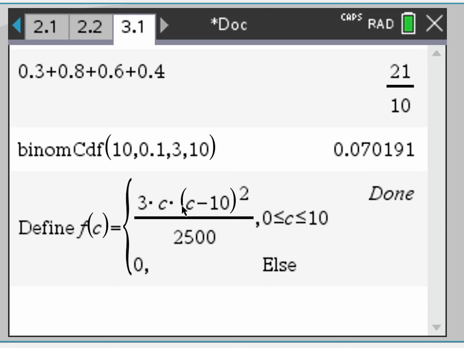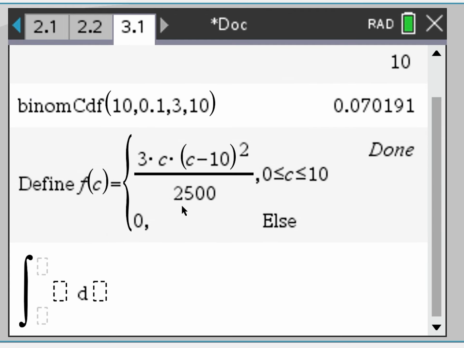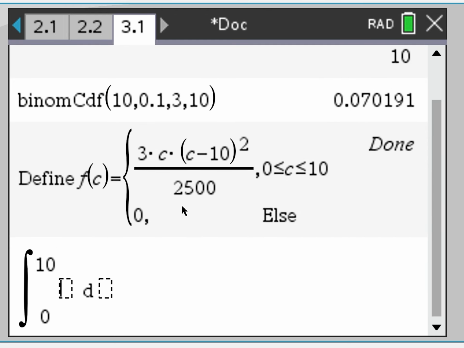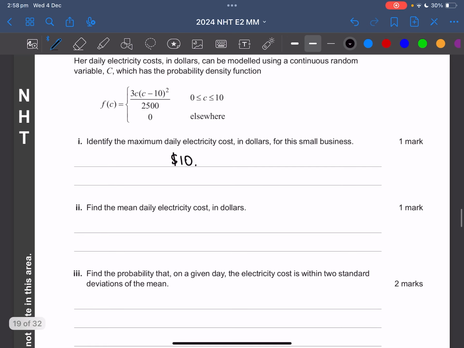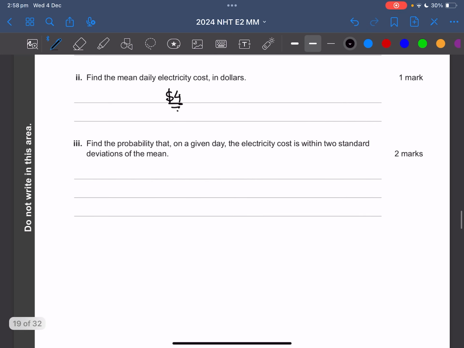And now we just have to find the mean. So menu 4 3, 0 to 10, c times f of c dc. There, so 4 is the mean. So $4.